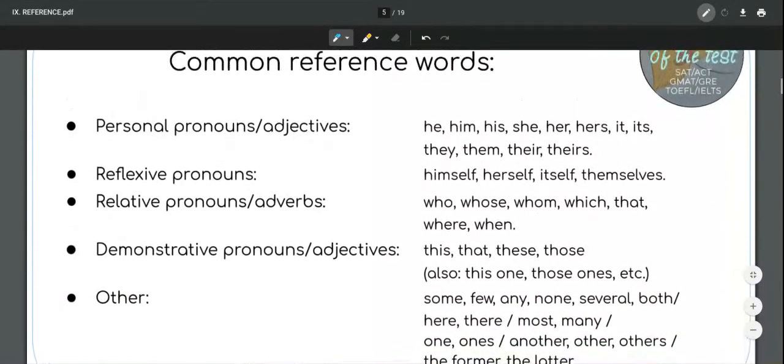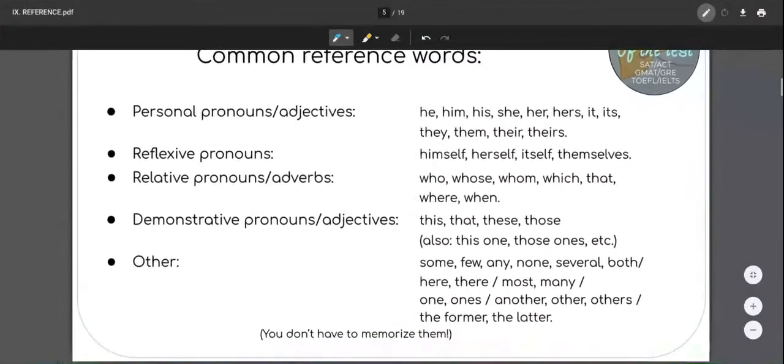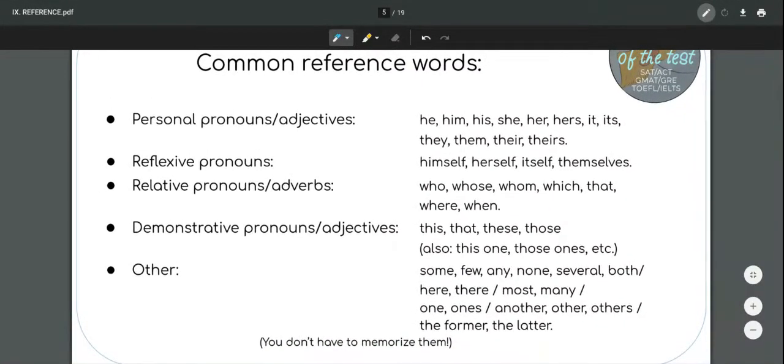Okay, here are some common reference words. I don't advise you to memorize them. I advise you to look at them and to see what they have in common. If you already know them, that's good, but I don't advise you to sit down and memorize them. So first I have the personal pronouns and adjectives. So he, him, his, all of these are male singular, all of these are female singular, these are singular, and these are plural. Okay, then I have the reflexive pronouns. Again, remember everything that is male refers to a male, singular with singular, plural with plural.